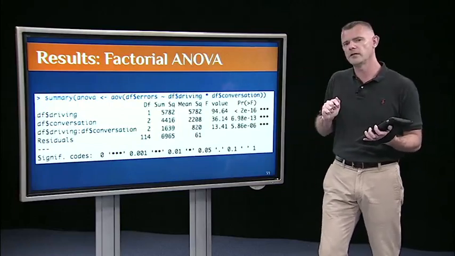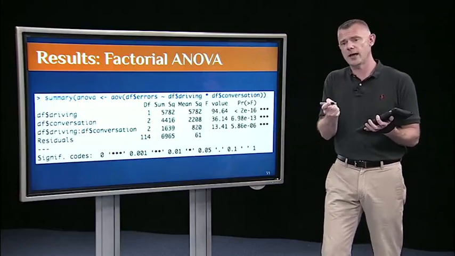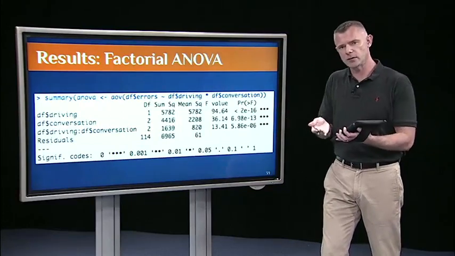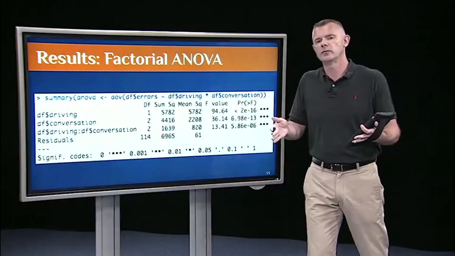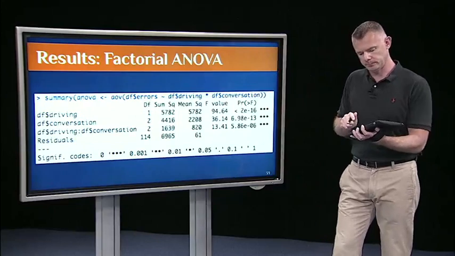There's only 1 for driving difficulty because there were just 2 levels of that. The interaction is the product of those. And if we sum them all up, it should come out to the total number of subjects in the experiment minus 1.